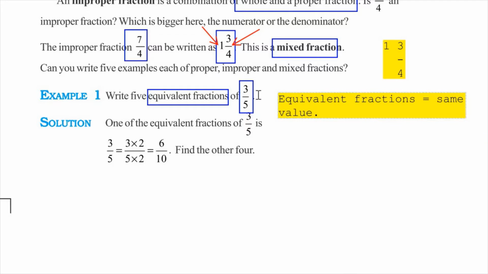For example, for the fraction 3 by 4, if you want to calculate equivalent fractions, you need to multiply the numerator and denominator by the same number. For example, when we are multiplying it by 2, we get the equivalent fraction 6 by 8. Similarly, we can also find other equivalent fractions. For example, if you choose to multiply the numerator and denominator by 3, we will get 9 by 12.